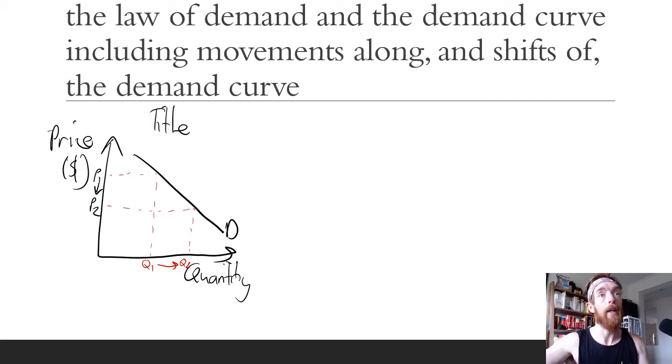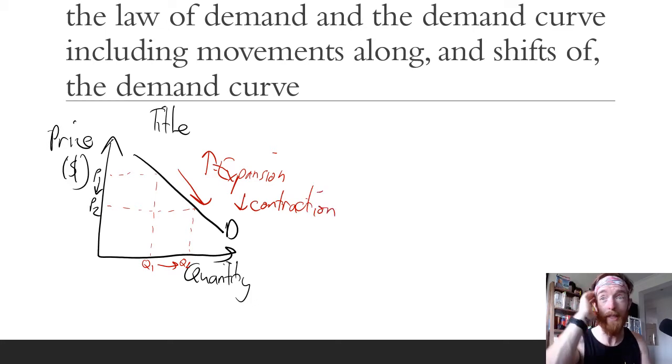If it is moving that way, we call that an expansion of demand. And it's really, really important to use that terminology. If demand increases, that's an expansion. If it decreases, that's a contraction. So increasing equals expansion, decreasing equals contraction. And that comes up a lot in short answer.